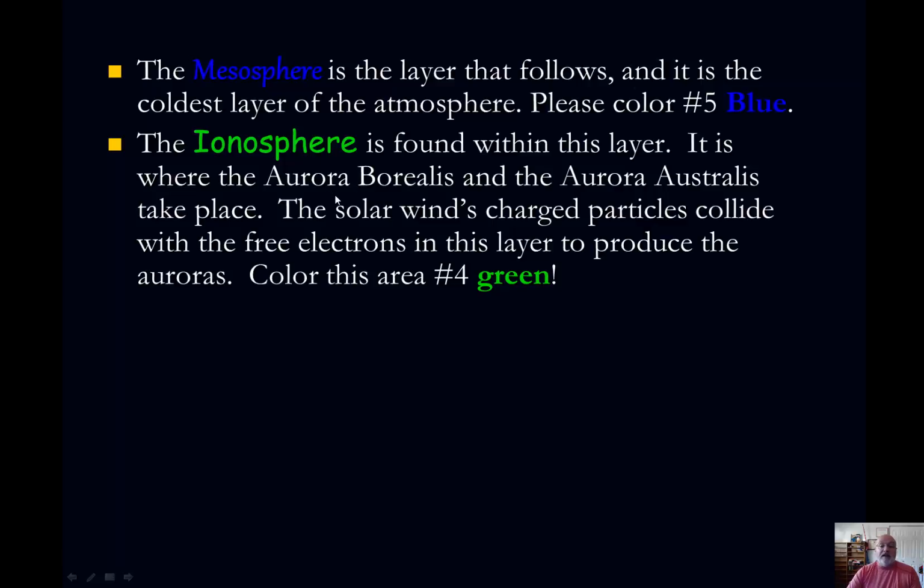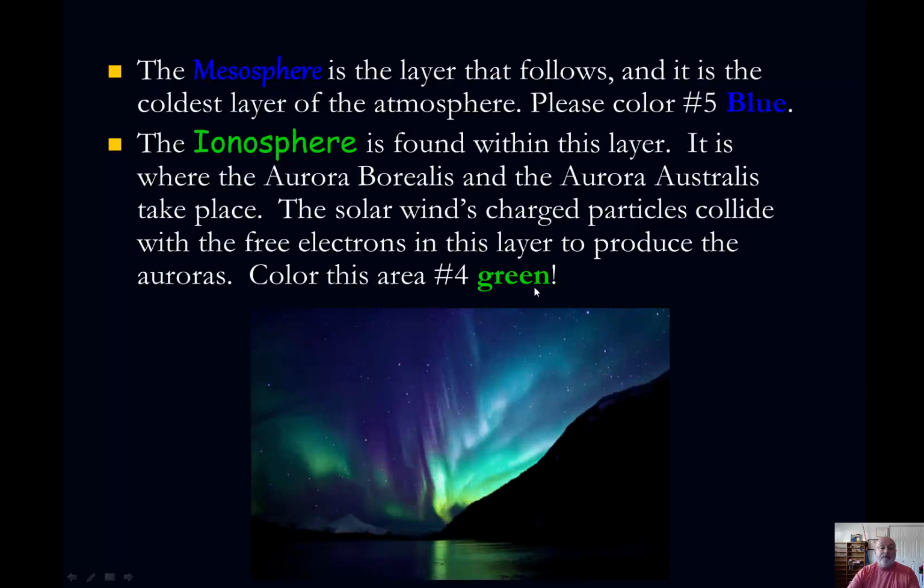But this ionized gas actually allows the solar wind from the sun to produce what's called the aurora borealis, the light of the north, and the aurora australis, the light of the south. And it actually takes the free electrons that are up there and causes lots of really beautiful colors. And if you could find number 4 and color it green.